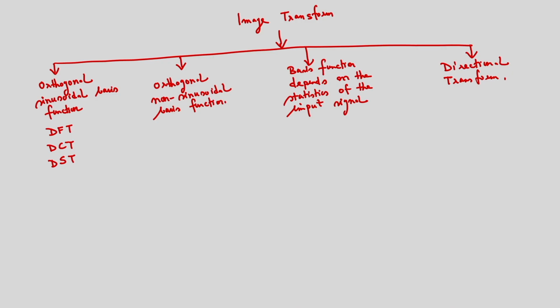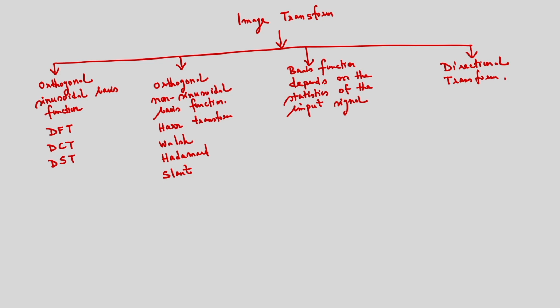Another one is orthogonal non-sinusoidal basis function. I can give some examples like the Haar transform, which we will discuss in the wavelet transform, where you can understand what the Haar transformation is. Other transforms are the Walsh transform, the Hadamard transform, or maybe the slant transform. In this case, the basis function is orthogonal, but non-sinusoidal.